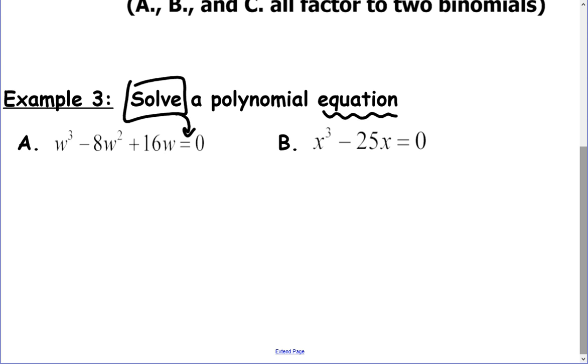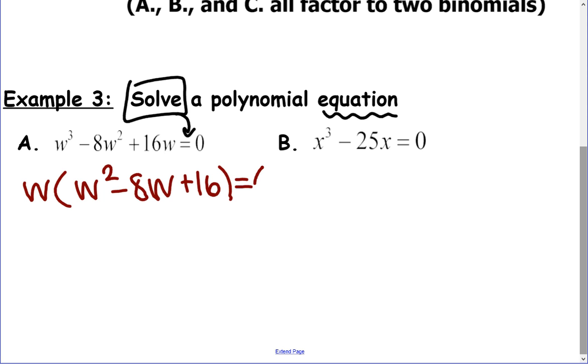So my GCF here is W. Okay, so let's pull a W out of every term. And we are left with W squared minus 8W plus 16 equals 0. Don't neglect the equal 0. And then we need to factor what's left. So don't forget your GCF on the outside, the W. And now let's factor this trinomial.